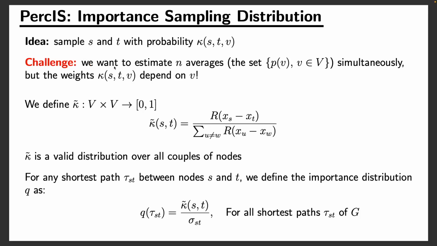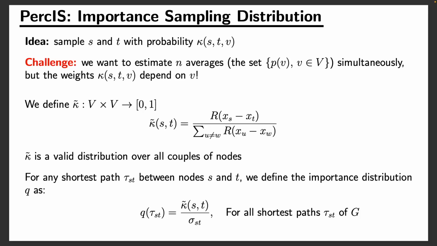Now the challenge is that we want to estimate n averages, so the set of p of V for each node V, simultaneously. But the weights kappa of S of T of V depend on V itself. Instead, we define another function, kappa tilde, that is defined over all the couples of nodes in the network, that resembles a bit the function kappa, but has no dependency on the node V. And kappa tilde is equal to the ratio between the ramp function of the difference of the percolation state of the node S minus the percolation state of a node T over the summation over all the distinct couples of nodes in the graph of the ramp function of the difference of the percolation states.